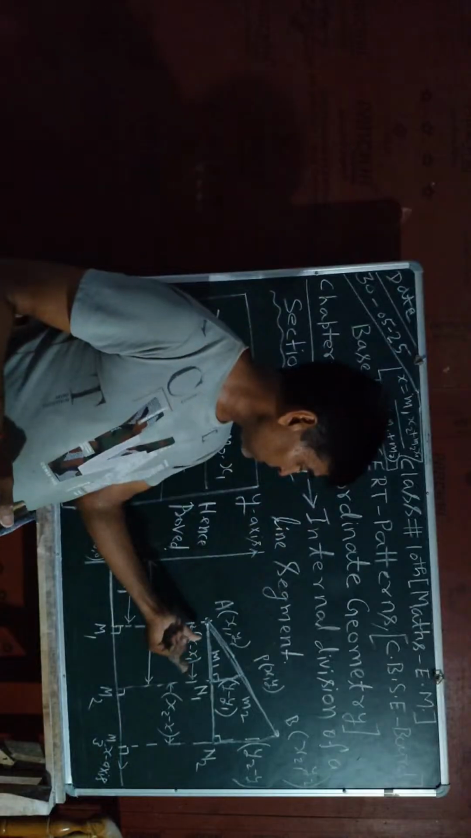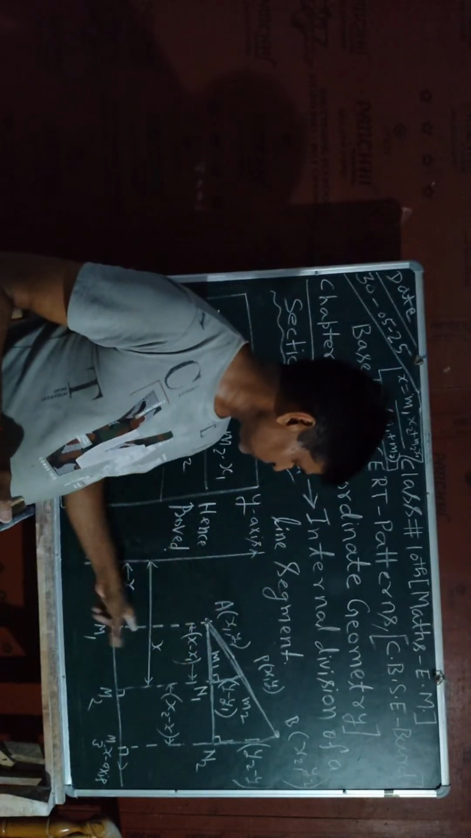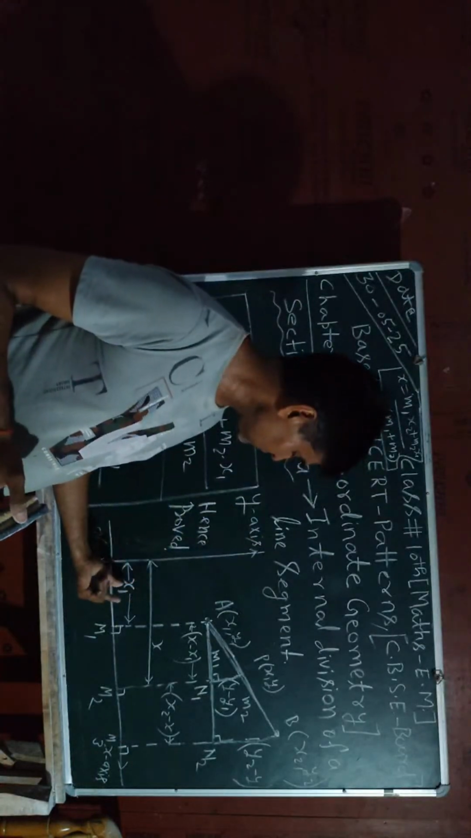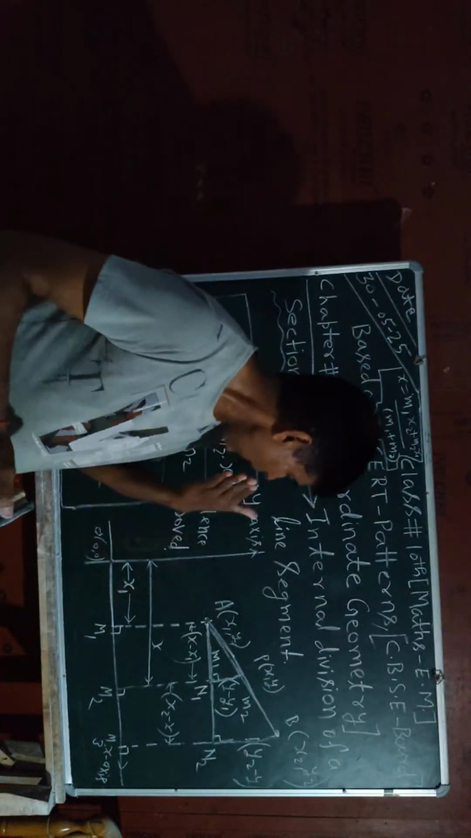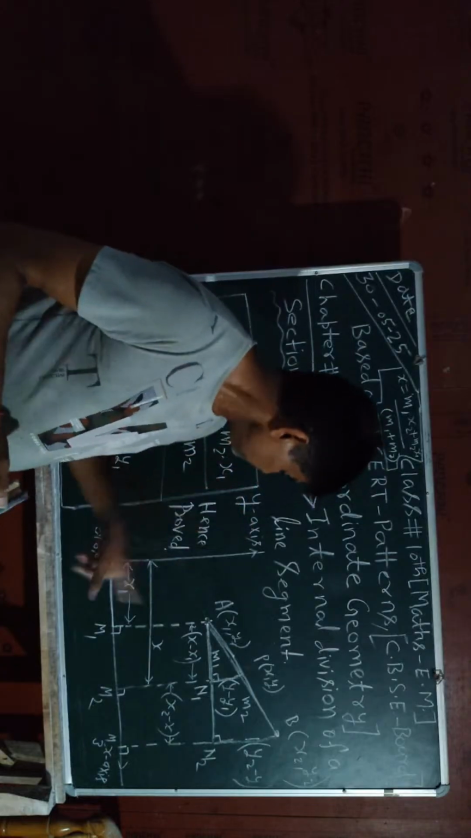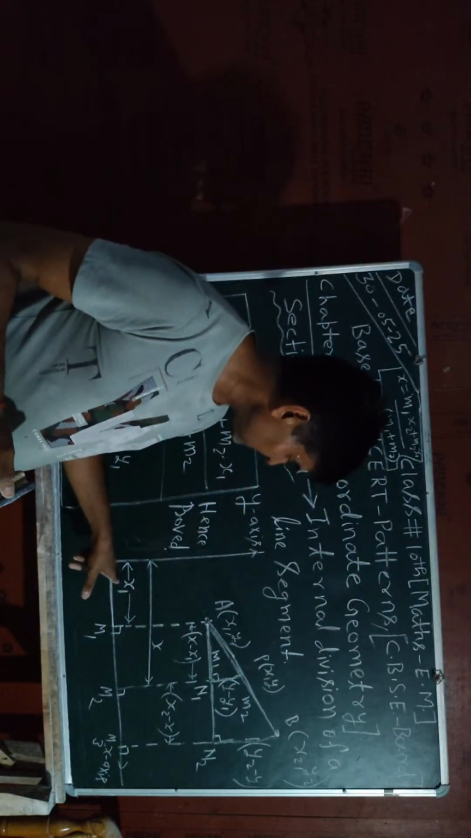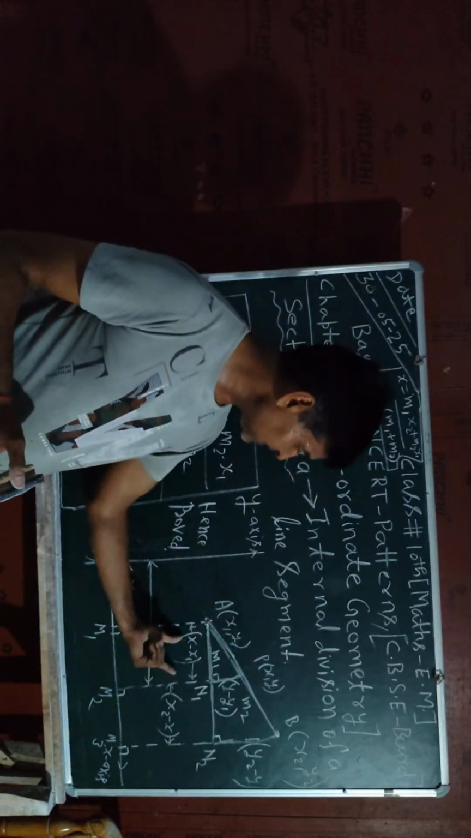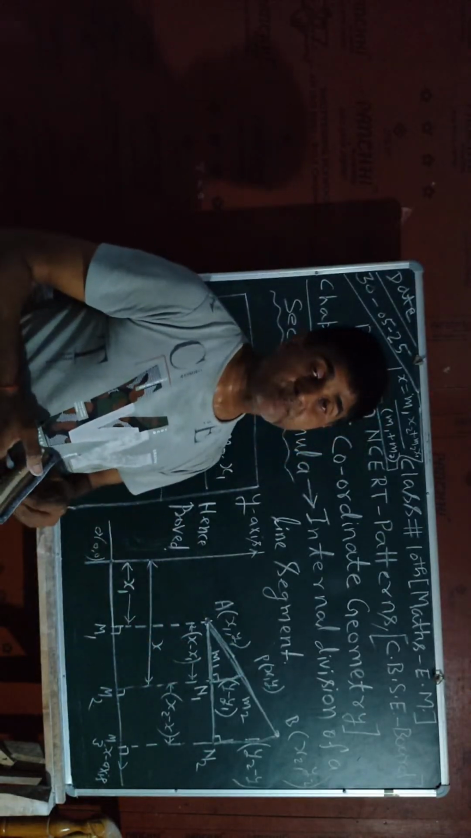Now this is x1, so from this line to this line the length will be perpendicular. So the perpendicular distance is x1, and similarly from this point it is x. So this length will be x minus x1.